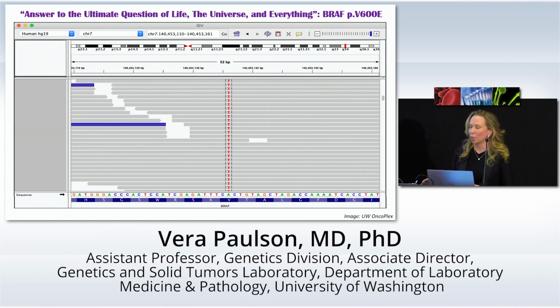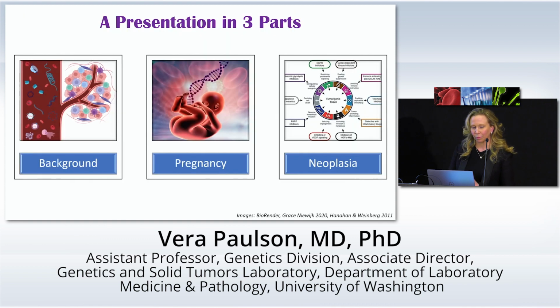You can see the reference at the bottom. There's an A to T change at the valine position. And so, like I said, V600E, right? Look for this to pop up a few times. The presentation is going to be in 3 parts: a discussion of cfDNA as an analyte, so a little bit of background information, and then its utility both in the prenatal setting and the somatic setting.